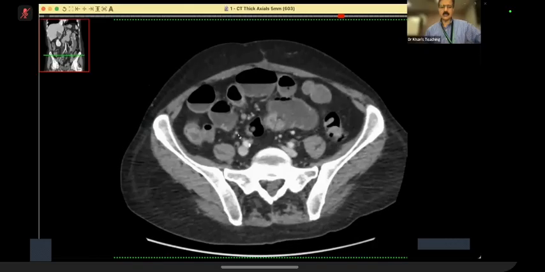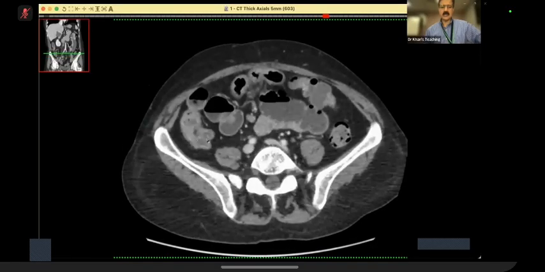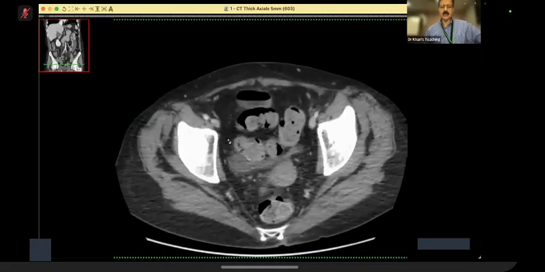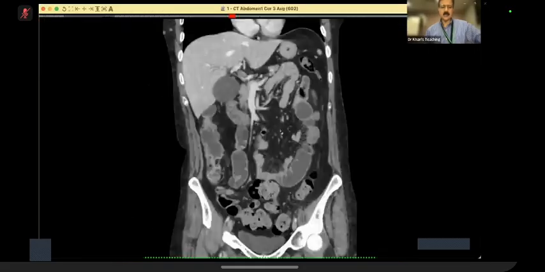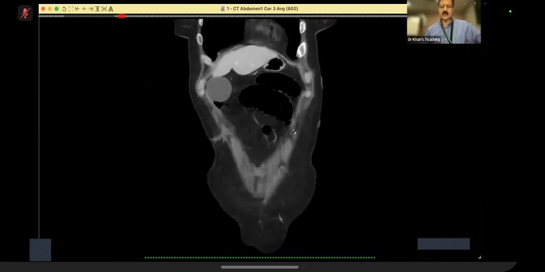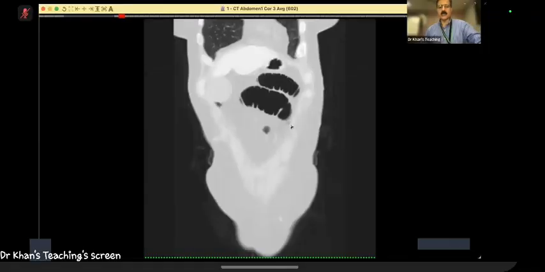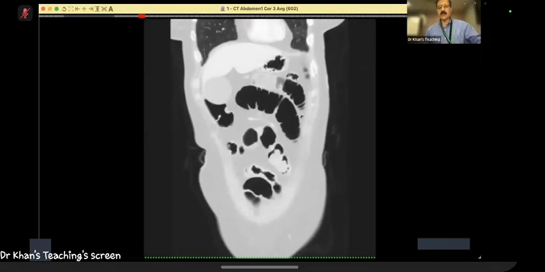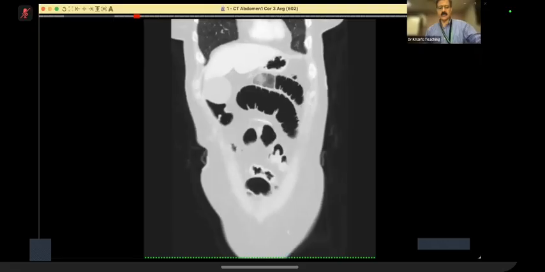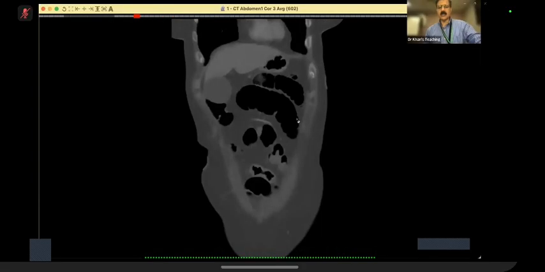Look at this transition point here. Now, this is the ileocecal junction, maybe a bit of thickening here, not very significant. So if you go to coronal and look at these loops, whenever you want to highlight a loop in your day-to-day practice, you can change the window and you can see it like this.